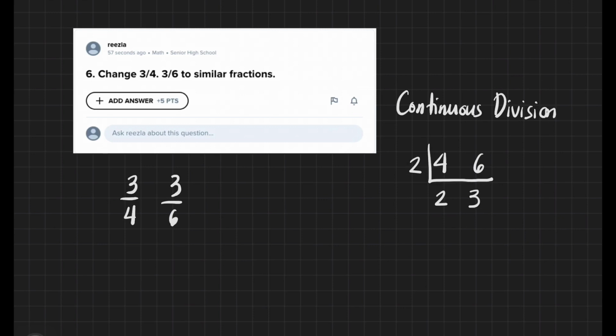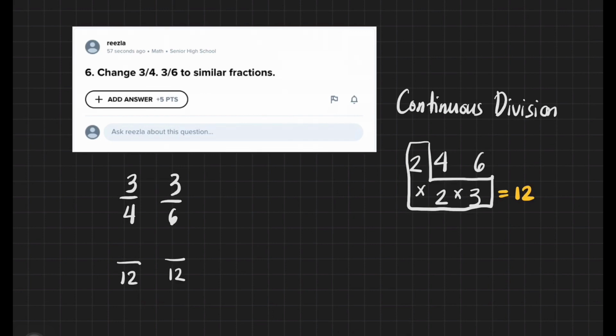Do we still have a number that can divide both 2 and 3 except for 1? I think there's none. So it means our LCD will be the numbers inside this letter L. So we'll just multiply that. That's 2 times 2 times 3 is equal to 12. So our LCD is 12. In changing, we can write 12 already in here and then 12 in here.